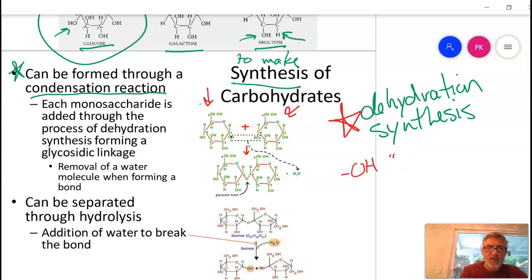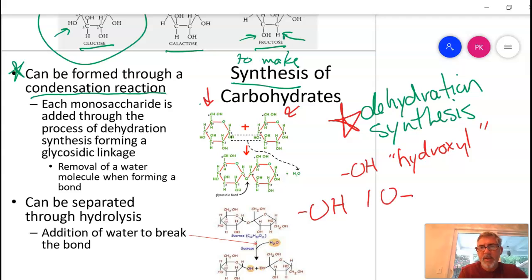You need to know that because you're going to hear that in a lab video. So it's a hydroxyl, right? They each have these hydroxyls. So if I have a hydroxyl here and I have a hydroxyl here, I can take this out, which is H2O, which is water. If I take that out and join them together, I've removed the water, which is dehydration synthesis.